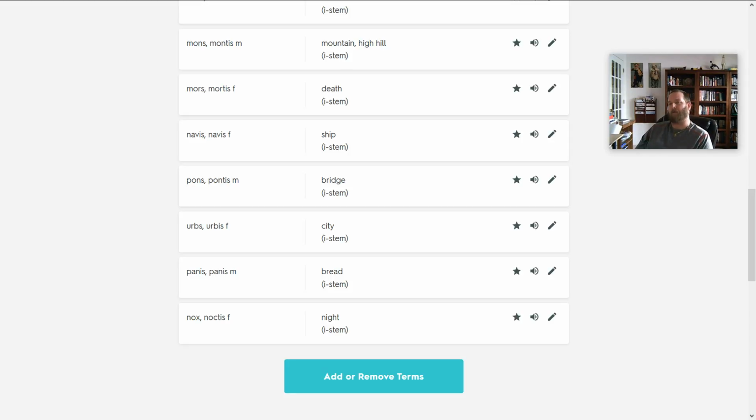Of course, urbs would be a bigger thing than oppidum. A city is bigger than a town. Panis, panis is the next word here, meaning bread. Panis is masculine. And I've mentioned this before, but bread was just kind of the thing that most people subsisted off of more than anything else.